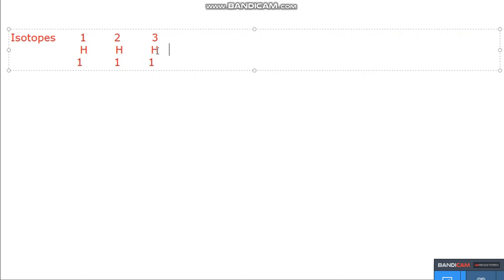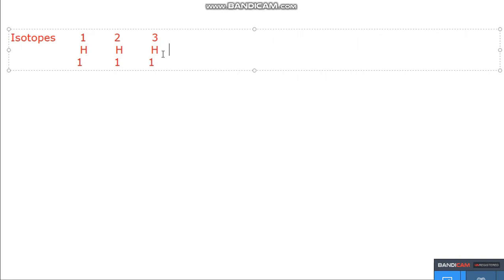They are similar in what? In the atomic number, and in the symbol. But they are different in what? They are different in the mass number, the number on top. So they have the same atomic number, but they have different mass numbers. This is the definition of isotope.